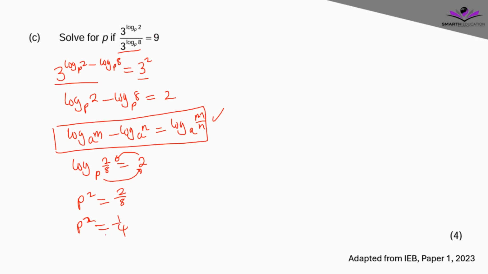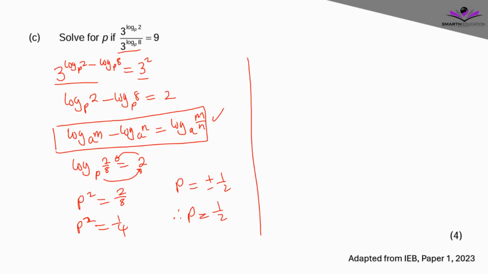Now we can find p by square rooting both sides or using the difference of two squares. So p is equal to positive or negative 1 over 2. But the base of a logarithm cannot be negative. Therefore, p is equal to 1 over 2.